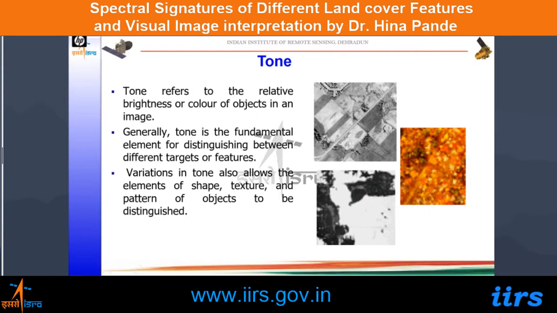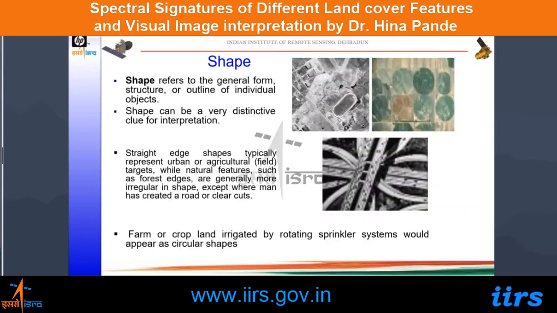Shape refers to the general form, structure, or outline of individual objects. This can give you very distinctive clues for interpretation. So certain shapes are always associated with certain features, like linear shapes are associated with roads, railway lines. Yes, agriculture fields are usually squares or rectangles. Yes. Then this elliptical shape here indicates that it could be an athletic field.